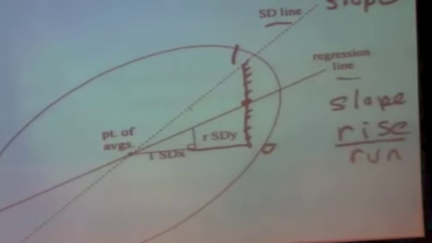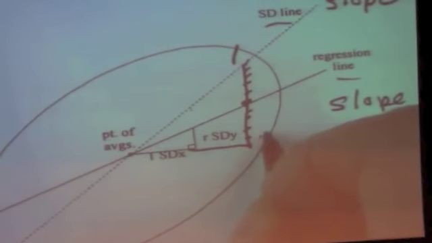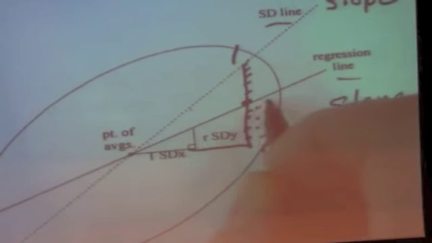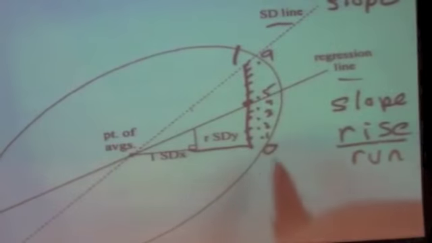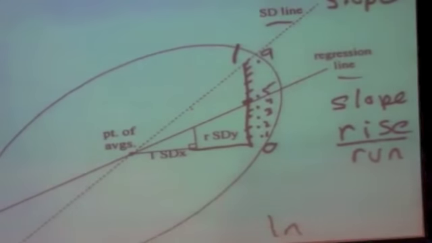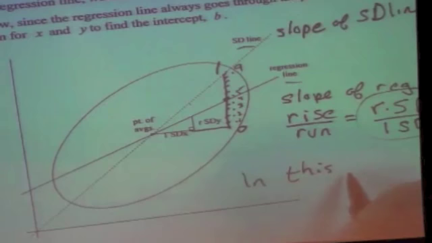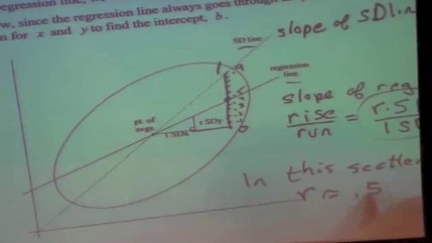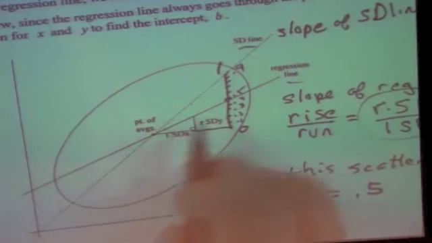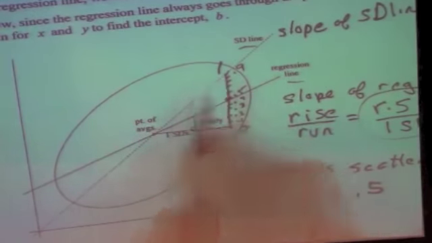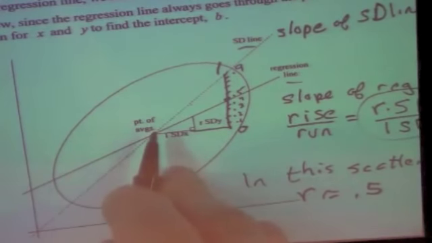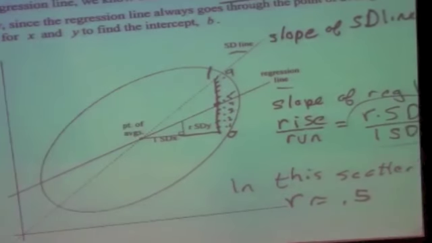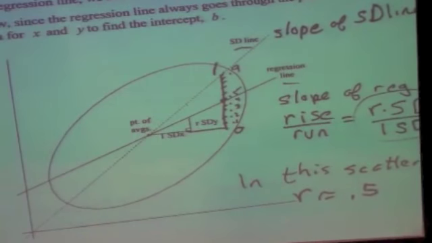What does this look like to you? 0.5. Do you see what I'm doing? That would be 0.9. So R, in this scatter plot, is approximately 0.5. If R was 0.9, it would be way up here. It would be a much steeper line. If R was 0.1, it would be a much flatter line. All right, now it's time to do these problems.